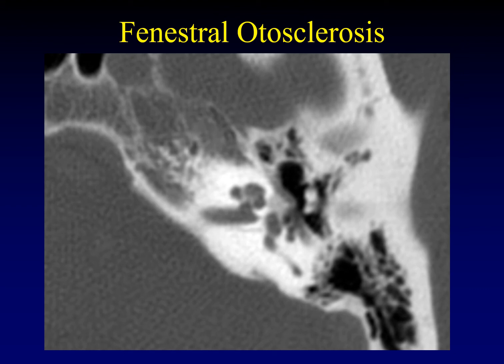Just another example. You can't see too many examples of this difficult disease. Here is this triangle of bone right here. Here is the region of the fissula ante fenestram. Should be the same color as the rest of the otic capsule, but you see this vague area of lower density. That is otosclerosis.